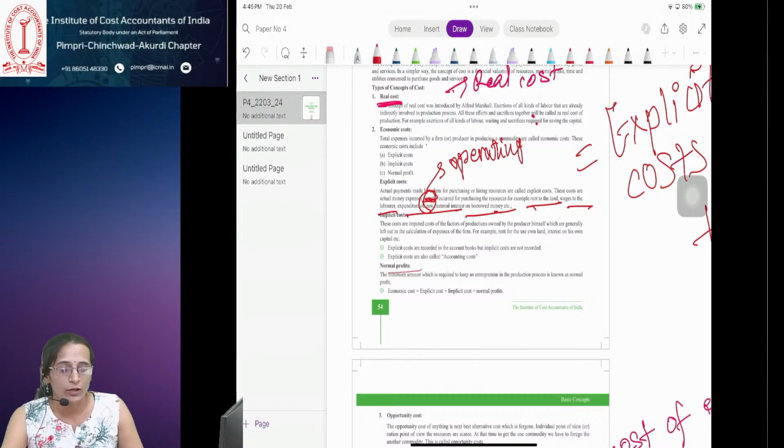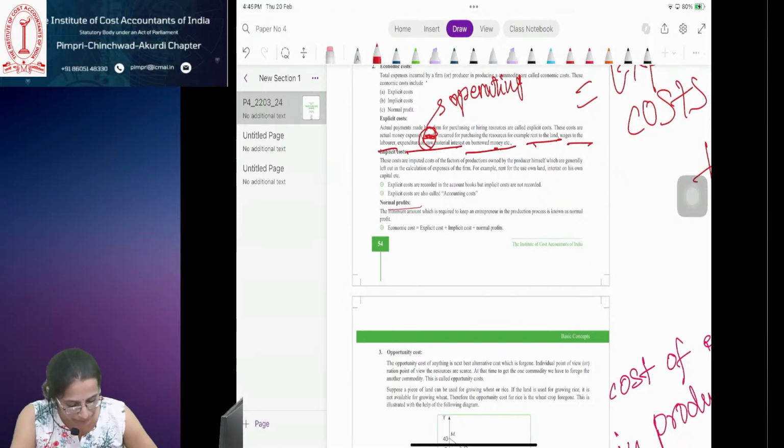So what is the main difference between implicit cost and explicit cost? Explicit costs are considered for accounting purposes, recorded in the books of accounts, but implicit costs are not recorded in the books of accounts, not considered for the accounting purposes. Clear, Sally, now? Normal profit.